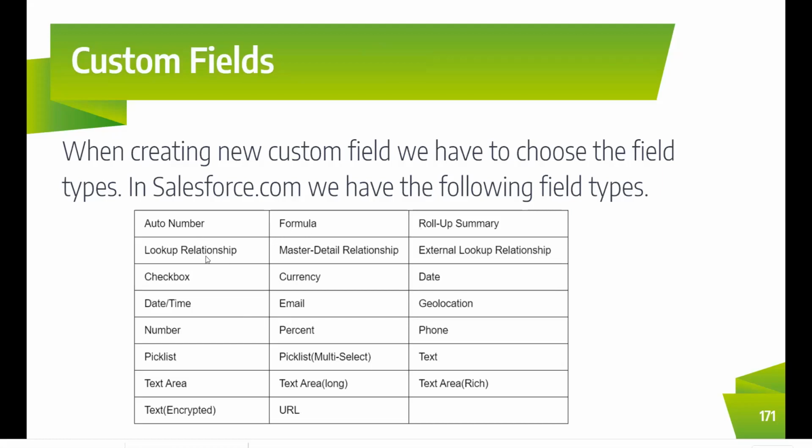Formula, roll up and summary, lookup and relationship, master detail relationship, external lookup relationship, check boxes, currency, date and time, email, geolocation, number, percentage, phone number, pick list, multi-select, text area long, text area is text encrypted, URL, and so on, right? But as of now, we are going to discuss about check boxes, currency, date and time, email, geolocation, number, percentage, phone number, pick list, multi-select, text area long, text area is text encrypted, URL, all these things we are going to discuss, right?